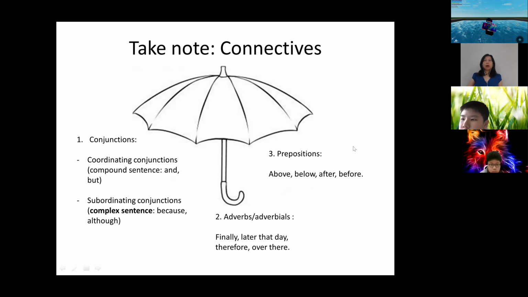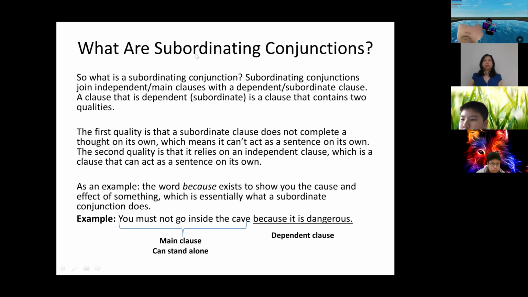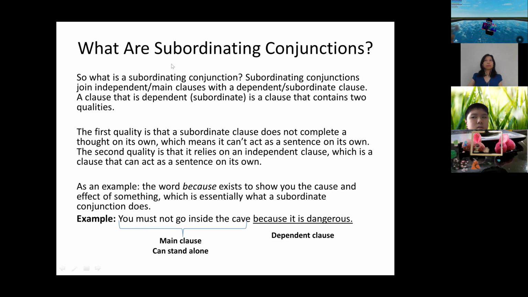All right, I'm going to continue with our presentation, okay? So here you go. The next one: what are subordinating conjunctions? Children, you don't have to copy this. No, please don't copy, but I'm going to explain to you. We're going to read this. Can somebody help me to read the first paragraph? Come on, somebody help me.